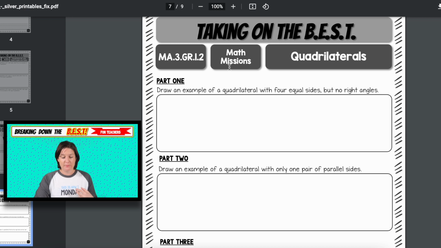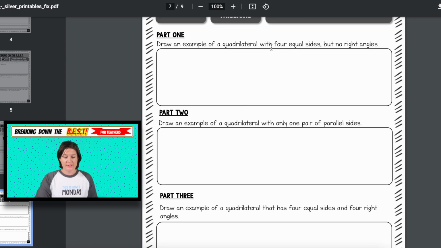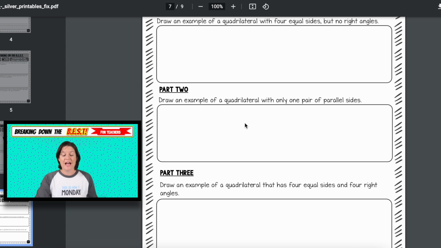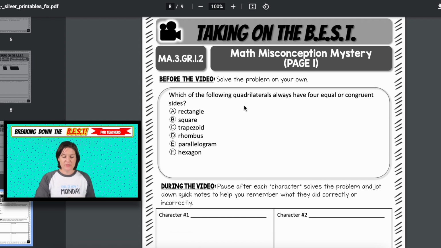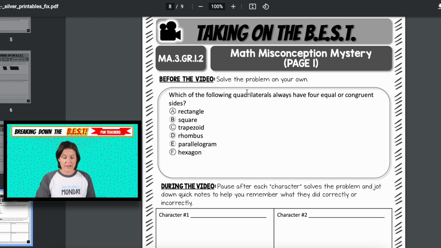And then we have a math mission, which is like a math task. Draw an example of a quadrilateral with 4 equal sides, but no right angles. So you can see here, we do not have any visuals there to help us like we have in some of the other lessons. Here it's a lot of words where students are going to have to take the words and draw them. And then here for Math Misconception Mystery, this is another video. So right here, you just go back to the silver page, you click play right there, and I'll guide you in the video through the whole process.